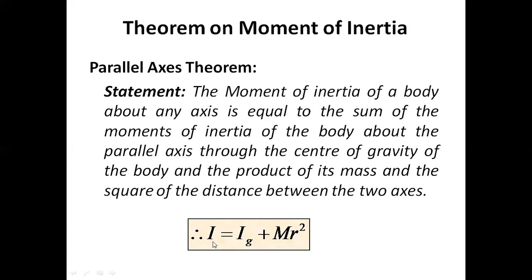Where I is the moment of inertia of the body about any axis, and in this equation, Ig is the moment of inertia of the body about an axis which passes through the center of gravity, capital M represents the total mass of the body, and r is the separation between the two parallel axes. Now we shall prove the theorem.